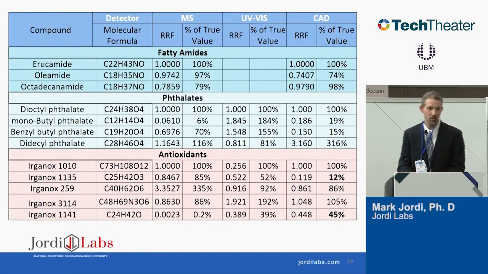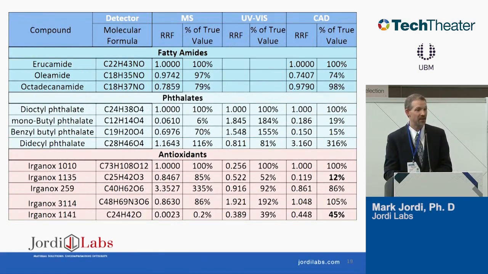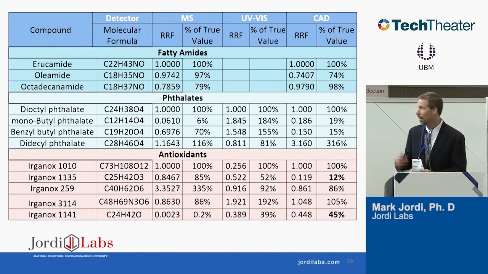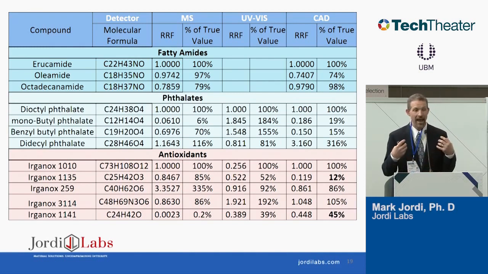So how do we handle that at Jordi Labs? Well, we've designed a very unique approach in which we are using a triple detection system. This system has UV-VIS detectors, it has a CAD detector, and it also has a MS detector. And with all three of those detectors, we can then choose the detector that has the most universal response for any given class of compounds.